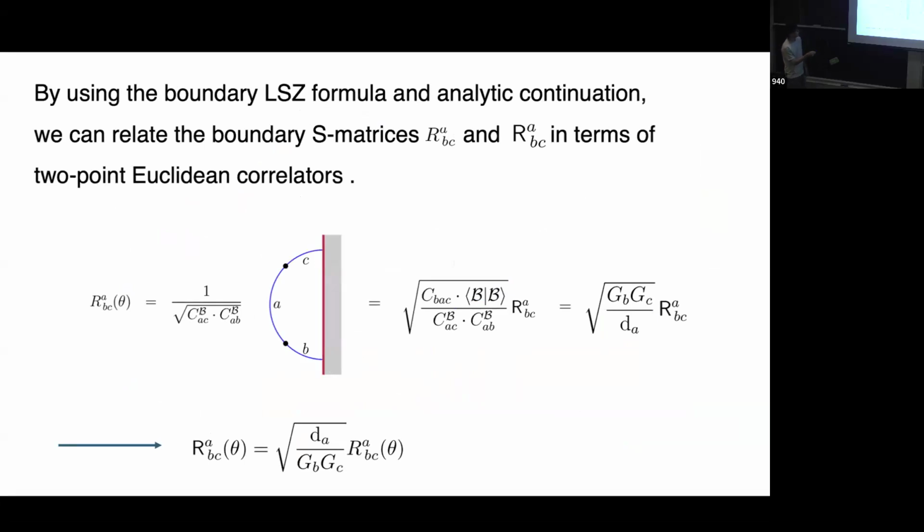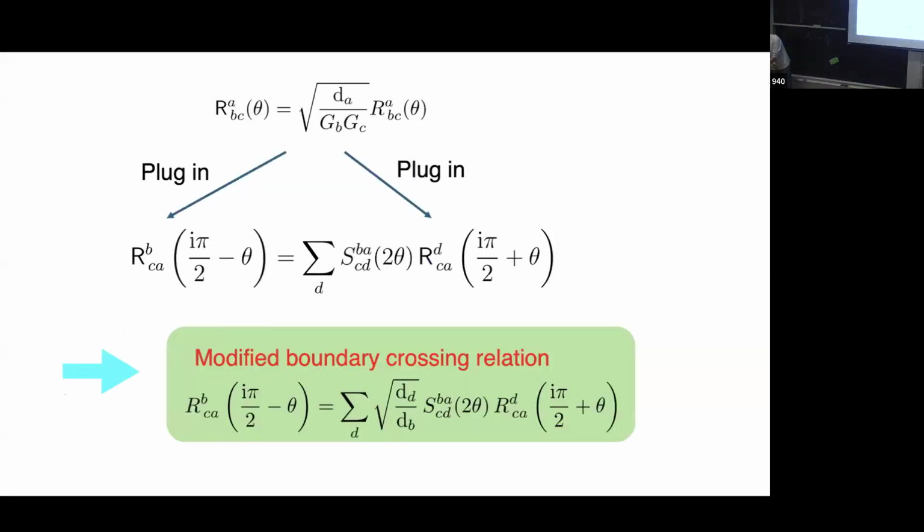Okay, so then by using the results obtained so far, we can rewrite this pre-rotated boundary matrix with the rotated S matrix this way. So this is a result of the dictionary between the two pictures.